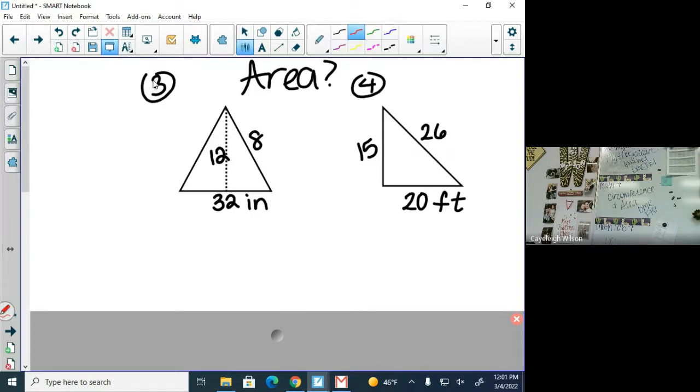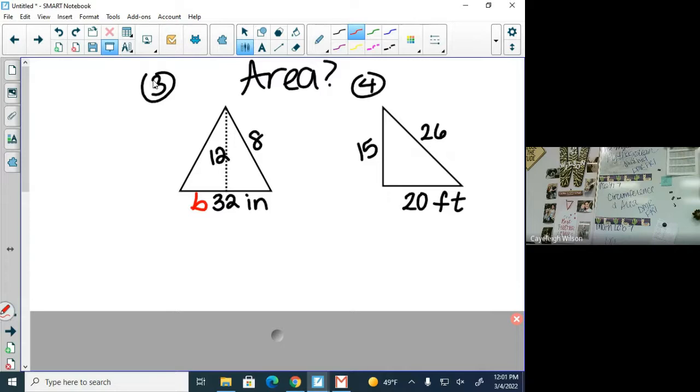All right, Avery, on number 3, what's the base of the triangle on number 3? 12. Avery, what's the base? It's a triangle. What is the base? 12. Avery. I just said 12. The base is 32 because that's the bottom.